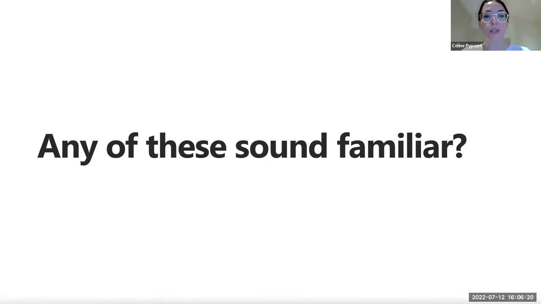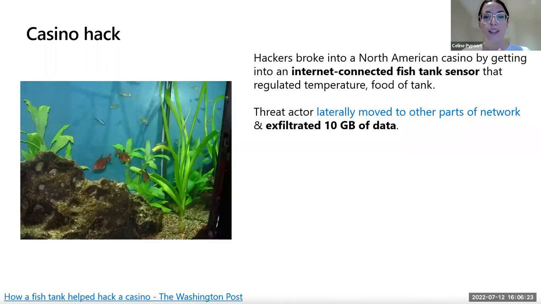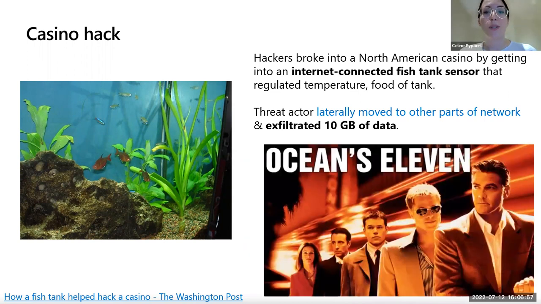Just before I get really into it, do any of these sound familiar to you? Here's a very famous example in cybersecurity, the casino hack. There's an unnamed North American casino that was hacked for a very silly reason, if you think about it. It was a sensor in an internet connected fish tank, and that is how the attacker got into the network. They were then able to laterally move into other parts of the network, to the point that they were able to exfiltrate at least 10 gigabytes of data. To me, that sounds a little bit like an Ocean's 11 scene, but this happened in reality.